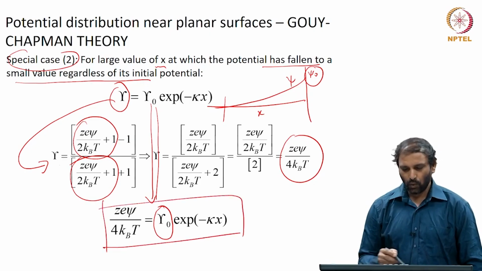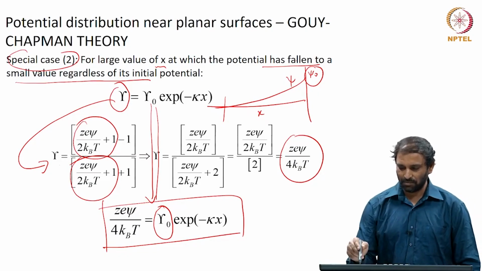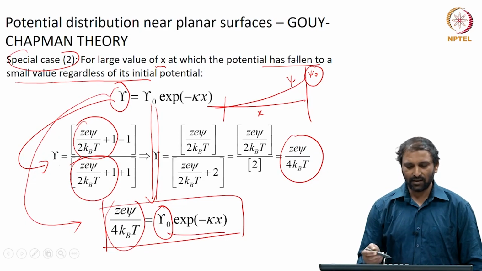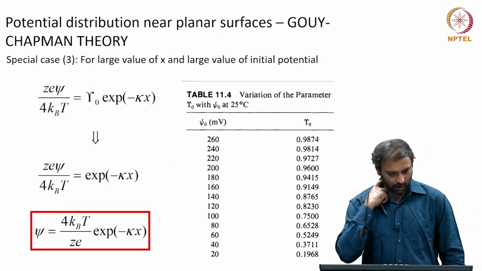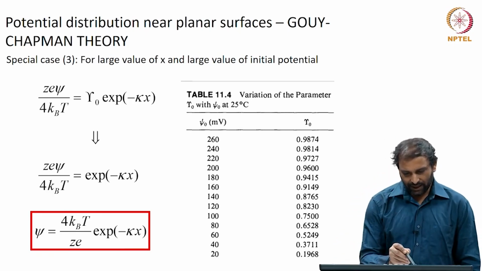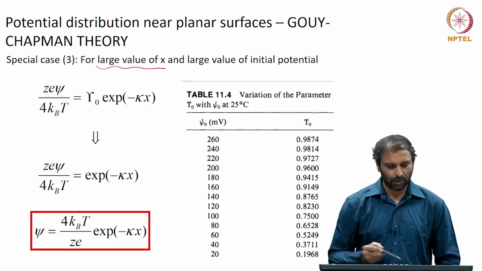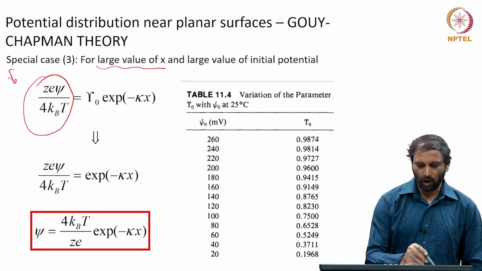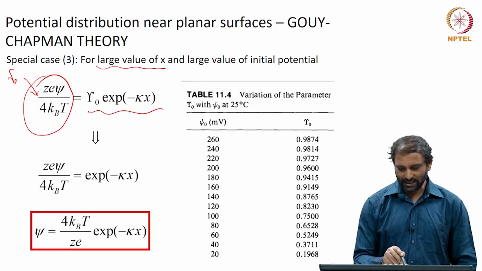Therefore, for the case of a very large value of x such that the potential has fallen to a very small value regardless of the initial potential, I can simplify the Gouy Chapman theory to take the form Z E psi divided by 4 kBt on the left hand side, and the right hand side remains the same. If you take the third special case, again this is for a very large value of x such that the potential has fallen to a low value. Therefore, the simplification that we have done in writing gamma as Z E psi divided by 4 kBt will still hold, and on the right hand side you had gamma naught exponent minus kappa x.